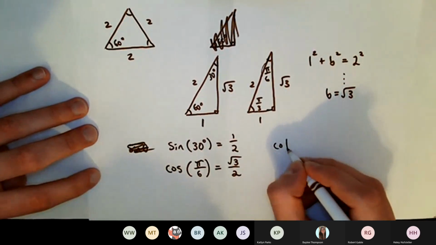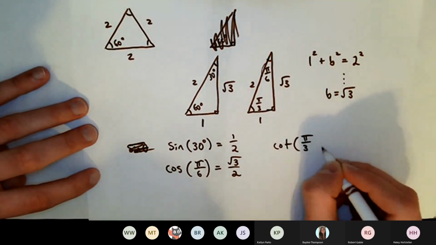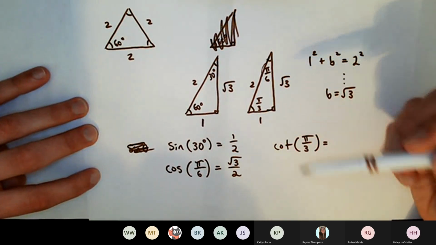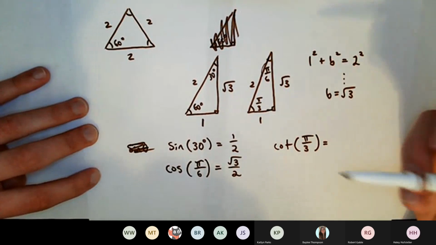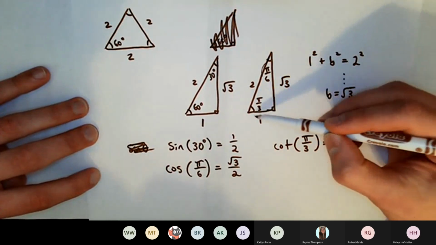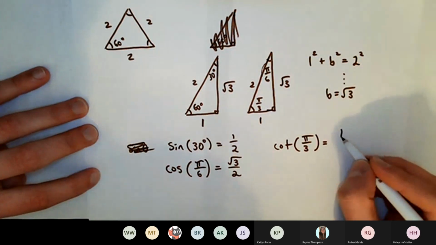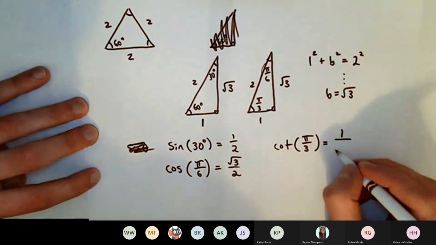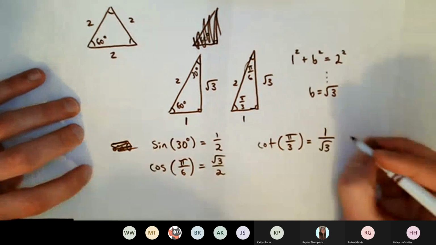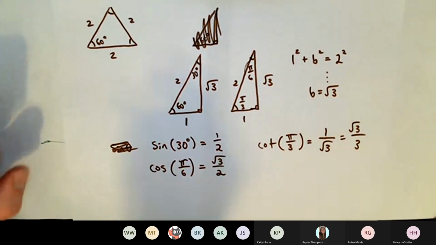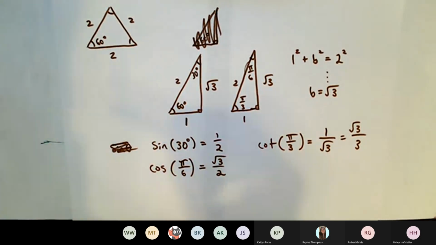What about cotangent of pi over 3? Cotangent is supposed to be the reciprocal of tangent. So it should be adjacent over opposite. I've got to find that pi on 3 angle. Here it is. Pi on 3, I want adjacent over opposite. And then if I wanted to rationalize the denominator on this, it would end up looking like that. Okay, so these are the special triangles, 30, 60, 90, and 45, 45, 90, and where they're constructed from.